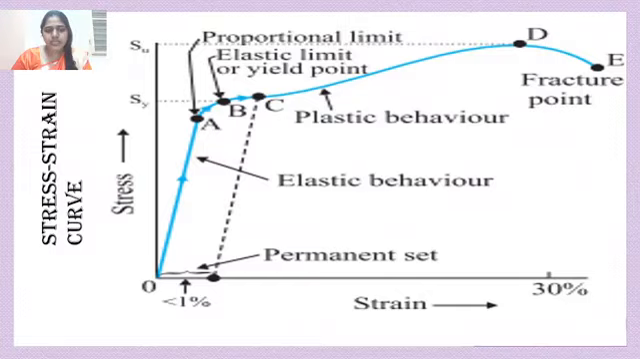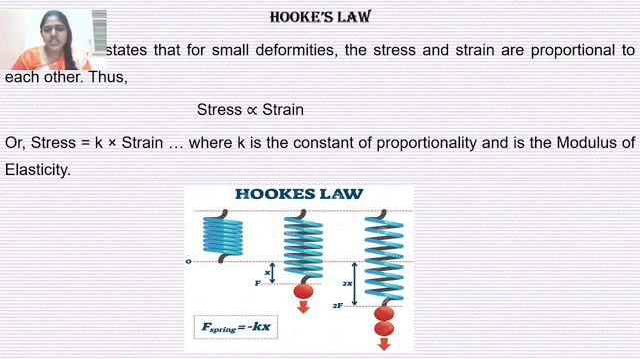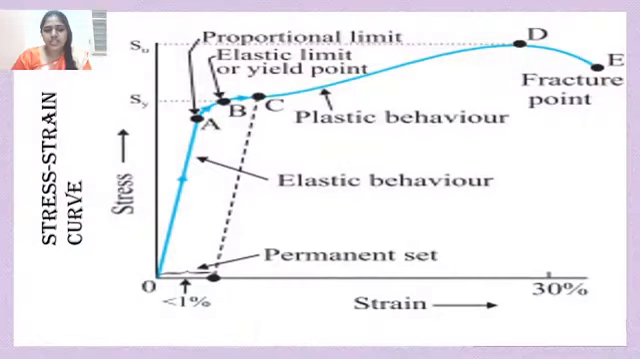Where stress is equal to K into strain, where K is the constant of proportionality or modulus of elasticity. Why we use K is, Hooke's law is only applicable to elastic bodies and does not apply to the plasticity property of solids.